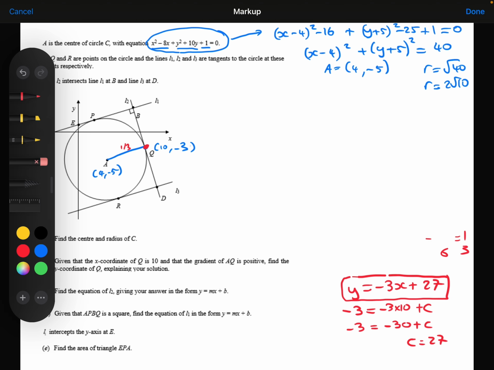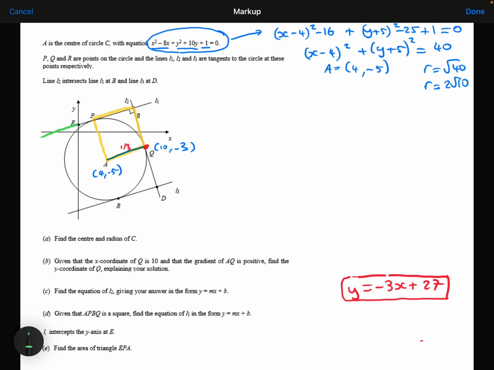Okay, part D. We're told that APBQ is a square. So let me mark that on. APBQ is a square. And we need to find the equation of L1. L1 is this.